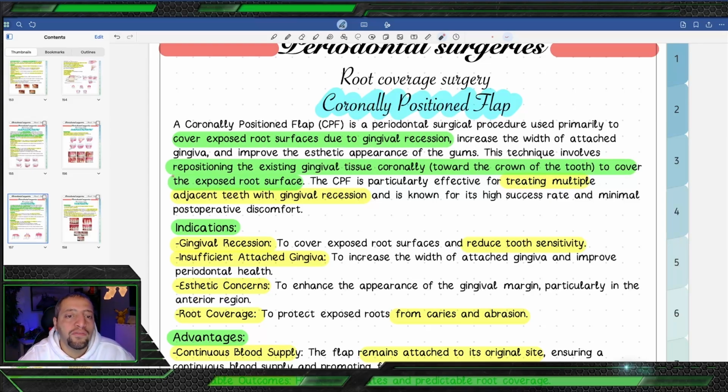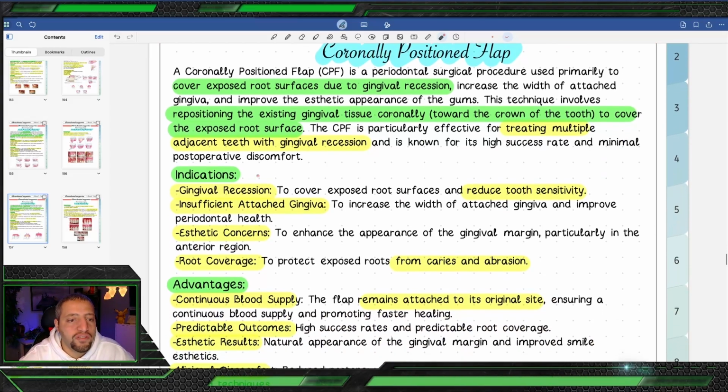So this is used to cover exposed root surface due to gingival recession. This technique involves repositioning the existing gingival tissue coronally toward the crown to cover the exposed root. It is effective for treating multiple adjacent teeth with gingival recession and is known for its high success rate and minimal post-operative discomfort. So this technique can also be used to cover more than one tooth, like 3 or 4, yes, but the recession maximum 2 or maximum 3, and you should start with adequate attached gingiva.